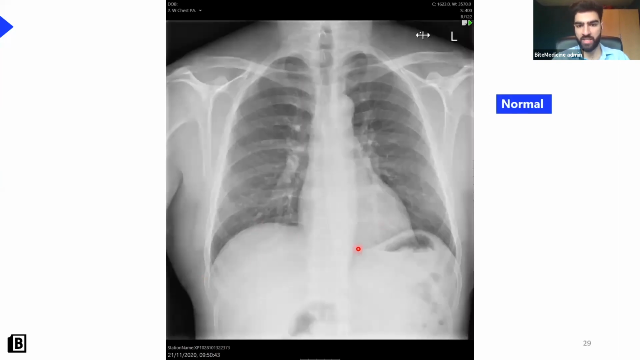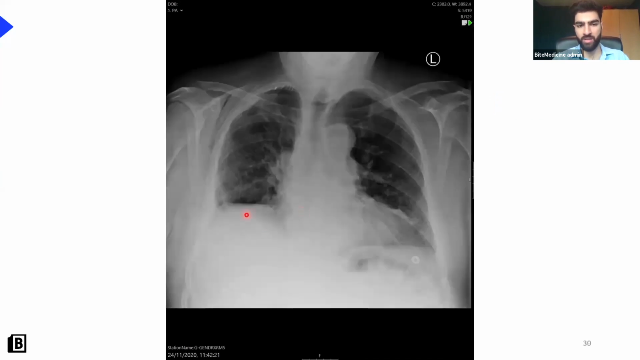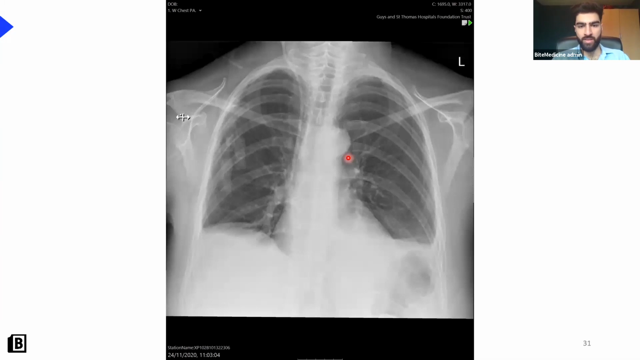Nice crisp hemidiaphragms, nice crisp heart border. We've lost that nice curved hemidiaphragm on the right. And the heart border just looks a bit odd, doesn't it? So there's something wrong with this film. Someone said the aortic knuckle looks prominent. That's just normal, okay? Normal or abnormal?